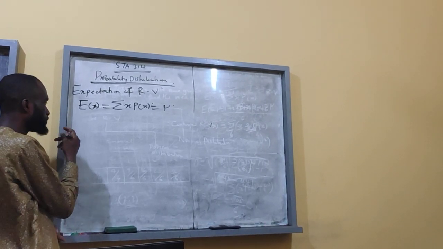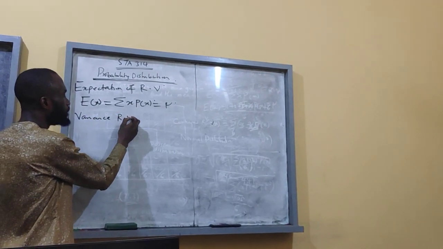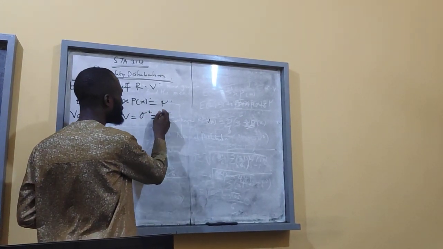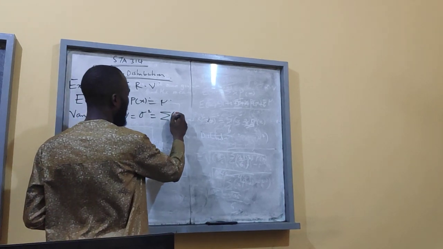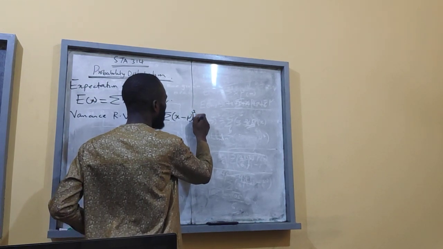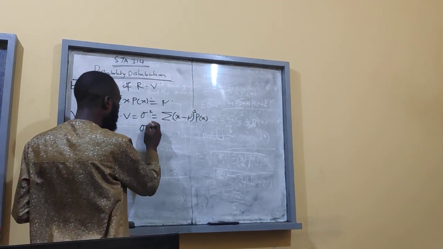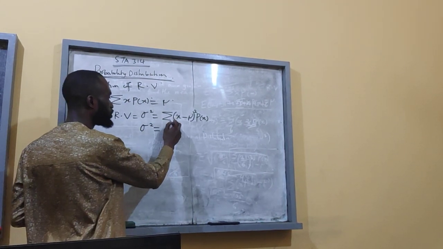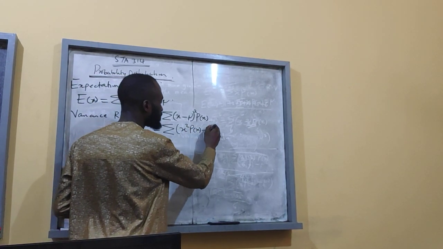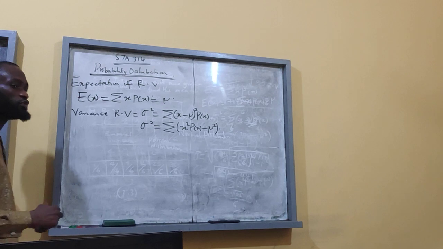We also have the variance of a random variable, which is defined as sigma square, and is defined as summation of x minus mu, where mu is the expectation, squared, times probability of x. It can also be in this form: the sigma square, which is the variance, can also be summation x square probability of x minus mu square, the expectation square. This is the variance of a random variable.